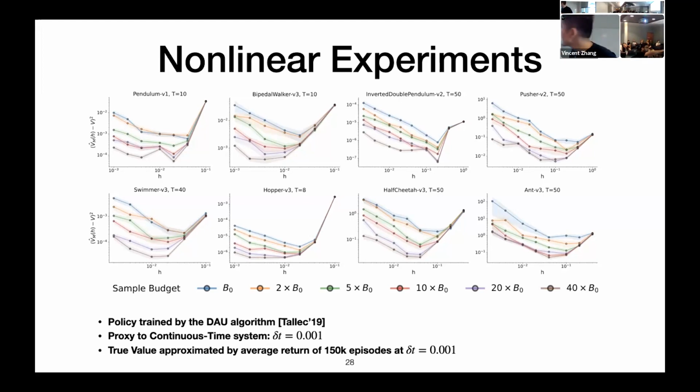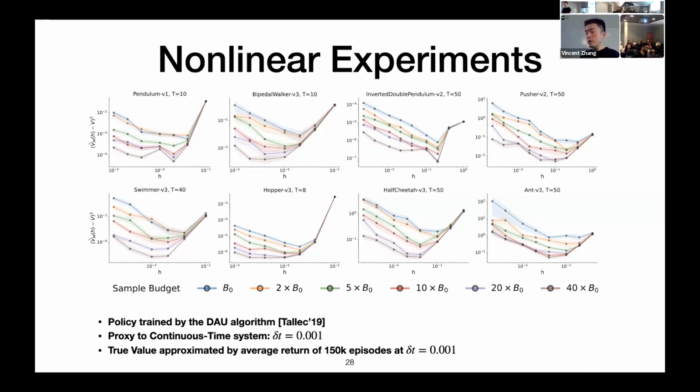Question: What is B naught on the plot? It's just a base data budget that's enough to cover at least one full trajectory. For example, when you choose a very small H, even one trajectory accounts for many samples, and the B naught had better be larger than that. So that's how we pick the B naught, giving you at least one trajectory for all the H considered in the plots.